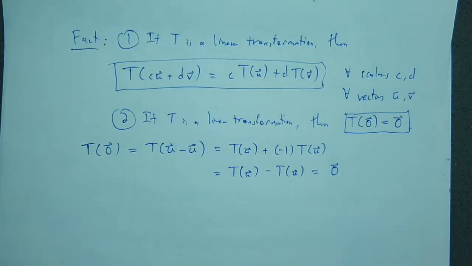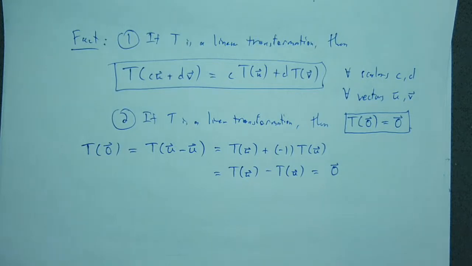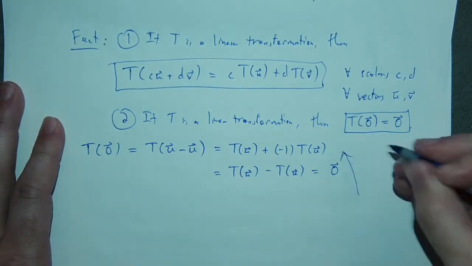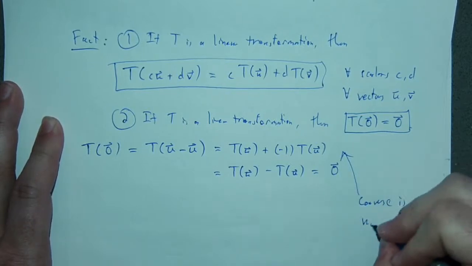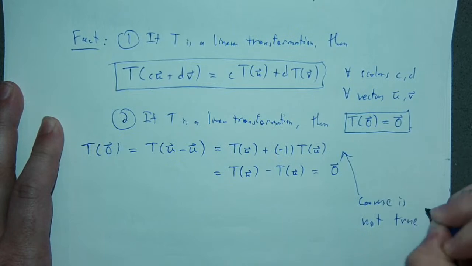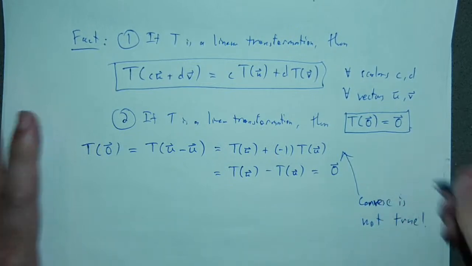Okay. So that's the point. So these are two ways of doing it. If I give you a transformation and it doesn't satisfy this, if it doesn't satisfy that T of 0 is 0, then it's not linear. But the converse of this is not true. Okay, so the converse is not true. What that means, the converse statement, right?